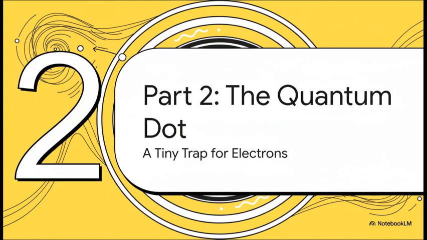All right, great. So we've got our qubit, the spin of a single electron. But, an electron is ridiculously tiny, and it's not exactly easy to pin down. We need some way to hold it perfectly still so we can work with it. And that brings us to part two, the quantum dot. Think of it as the perfect tiny trap for our electron.